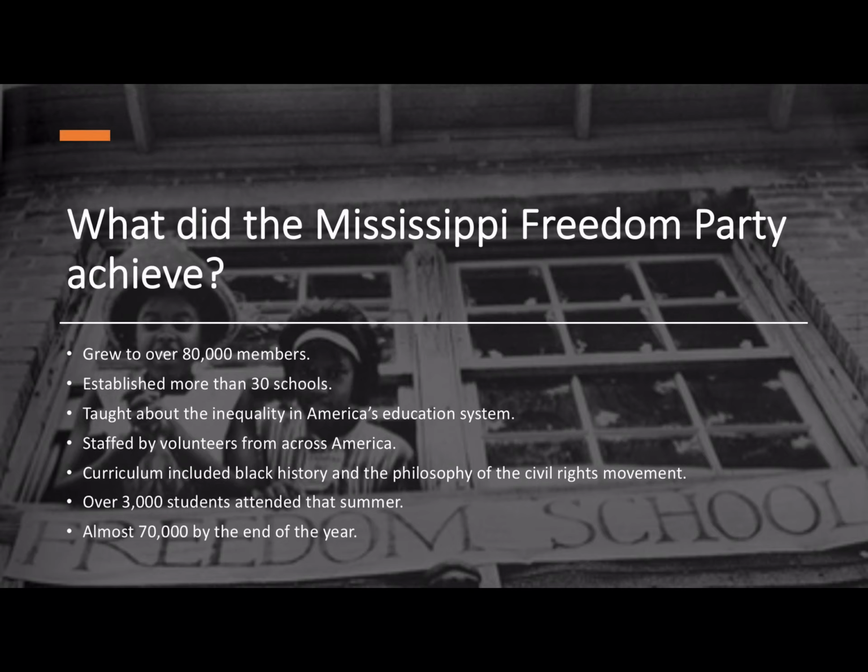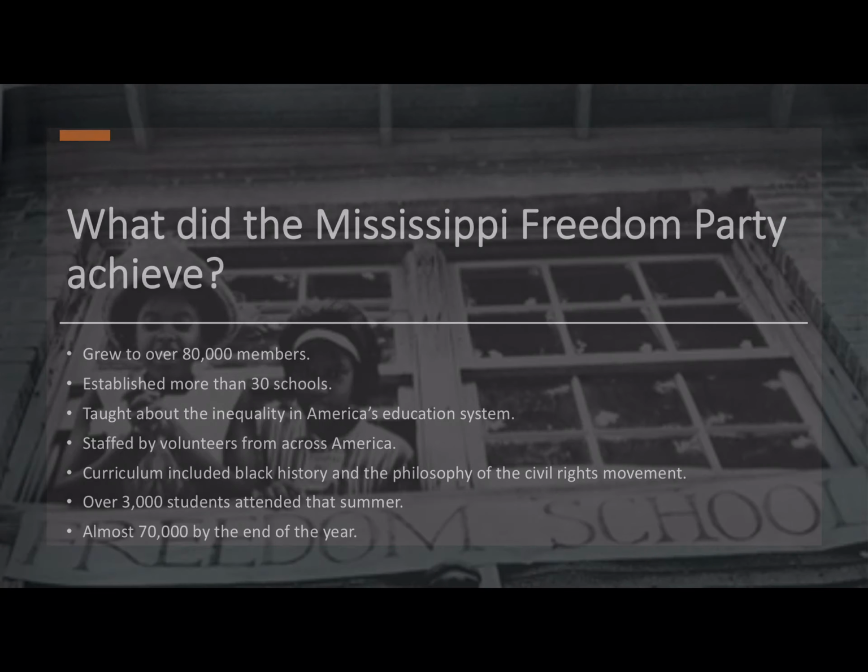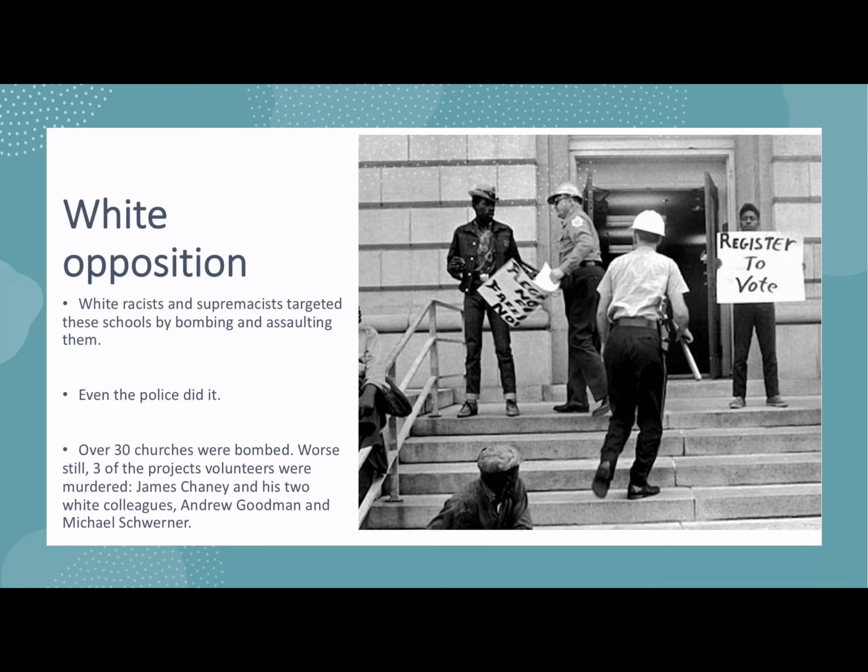It is thought that over 3,000 students attended these schools that summer, and almost 70,000 by the end of the year. As a result, white racists and supremacists targeted these schools by bombing and assaulting them, sometimes even being carried out by the police. More than 30 churches were bombed. However, the Freedom Summer became really notorious for the murder of 3 of the project's volunteers. These were James Chaney and his 2 white colleagues, Andrew Goodman and Michael Schwerner.